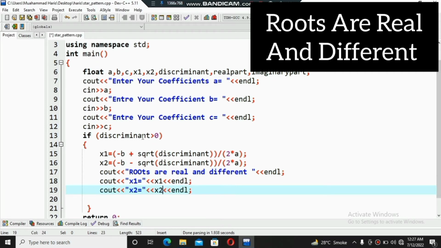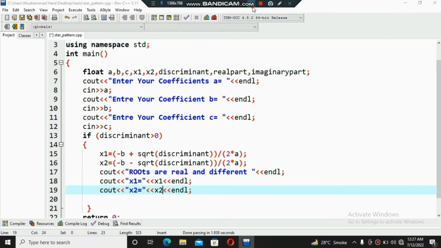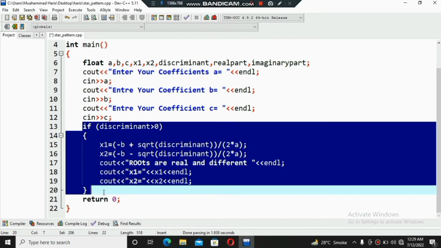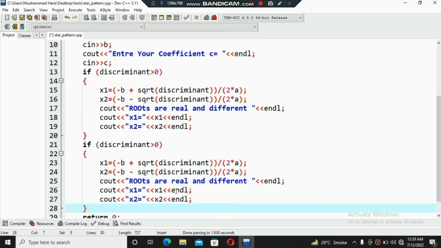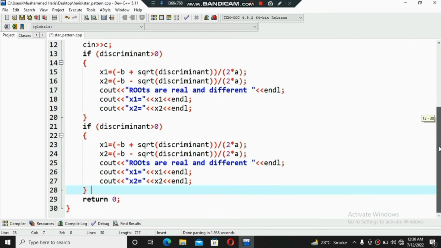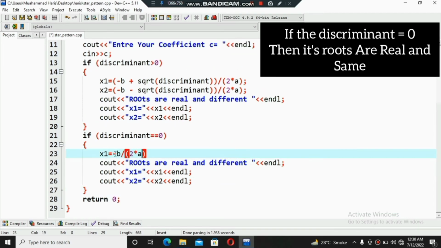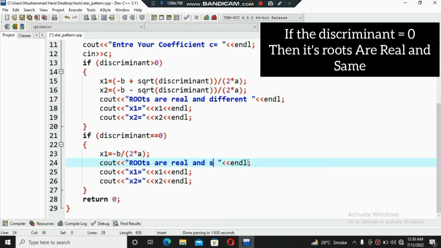Now we will see what happens if the discriminant is equal to 0. Remember one thing: if the discriminant is equal to 0, then x1 and x2, the solutions of the quadratic equation, will be the same, and the roots are real and same. So I want to write here x1 is equal to minus b divided by 2a. So this is our x1, and the roots are real as well as same.